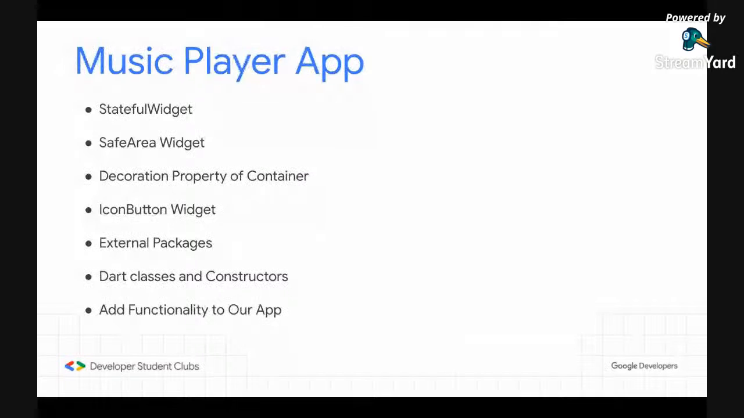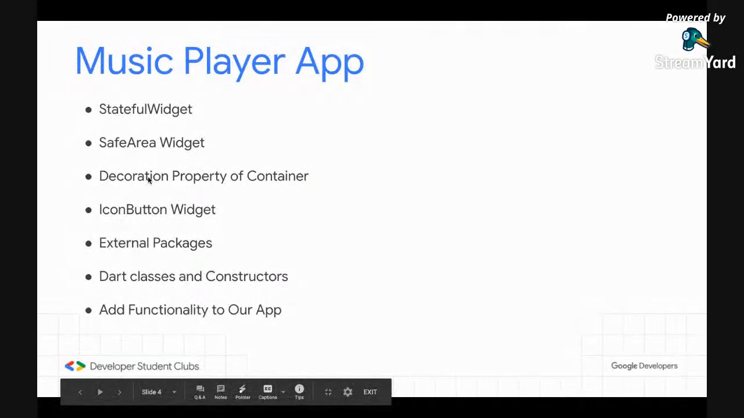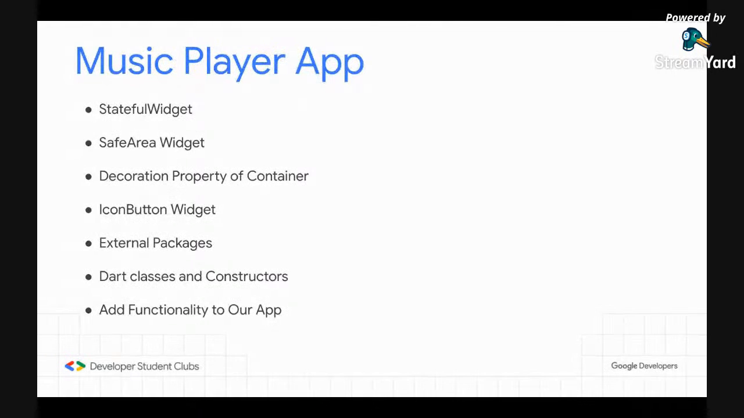and where we will learn about a stateful widget, we will learn about a safe area widget, and we will learn how we can add decoration to our container. Then after, we will use the icon button widget to add some functionality to our app. So if the button is clicked, what happens? We will add that. Then we can use external packages, and we will learn how to use external packages in our app. Then after, we will learn about Dart classes as well as constructors. Then, at last, we will add functionality to our app. So I will not waste our time, and let's start building our app.